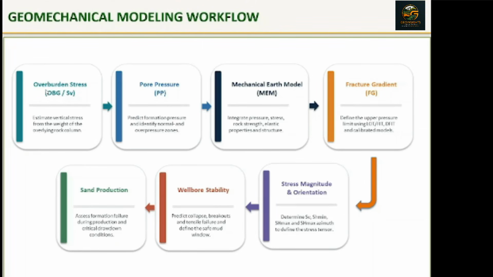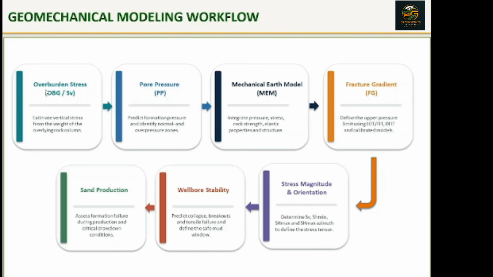The mechanical earth model simply includes both rock strength parameters and the elastic properties parameters for the rock. So it includes UCS, tensile strength, and friction angle as rock strength parameters, while the elastic properties include Young's modulus, Poisson's ratio, bulk modulus, and shear modulus. So it's mandatory.